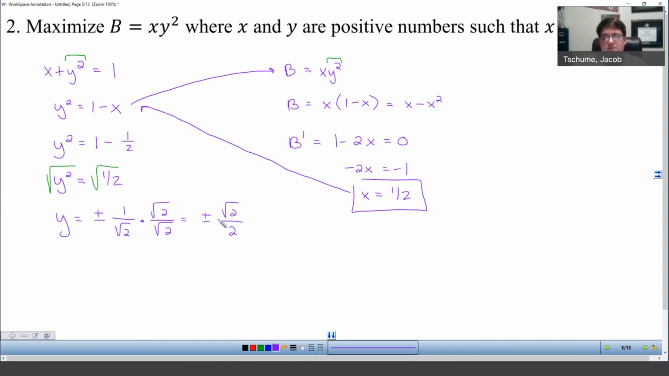Now the question becomes, how do I know which one it is? Well, back in the original problem, if you notice right in the middle, it says x and y need to be positive numbers for this to work. So therefore, I know by default the negative answer can't be correct. So my y value thus has to be y equals the square root of 2 divided by 2. And those are the two values that will maximize that b equation.